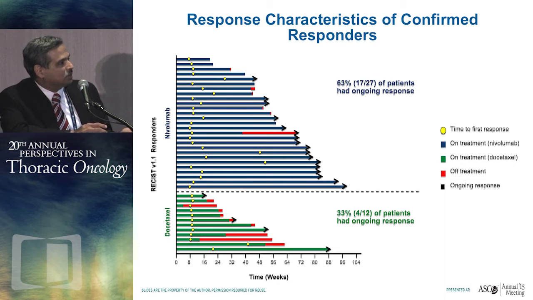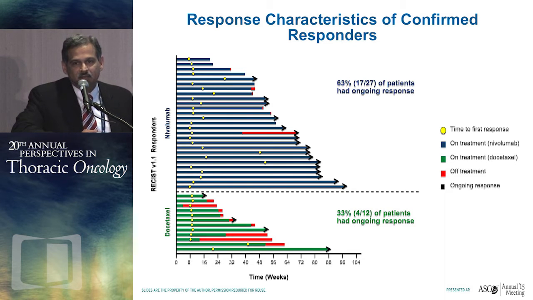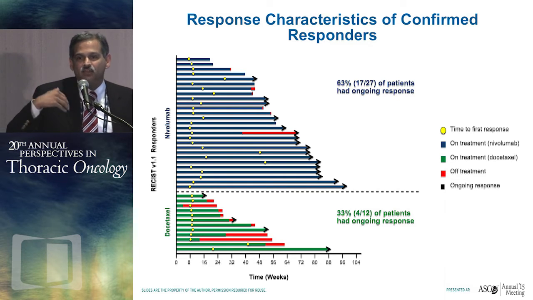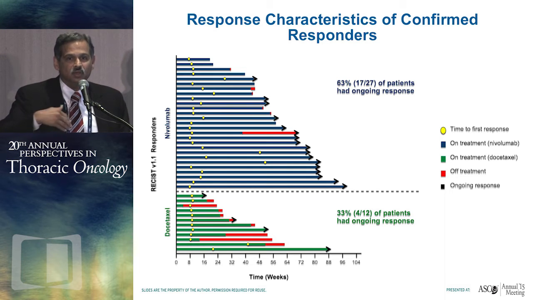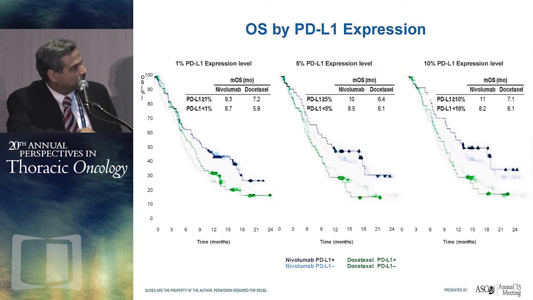Whereas if you look at patients who had chemotherapy, only 1 in 3 patients had continued response at the time of data analysis. So what this suggests is, yes, the drug may benefit a minority of patients, but when the drug works, the duration of benefit is far longer than what we see with our currently available agents, and that's why the overall survival advantage was observed.